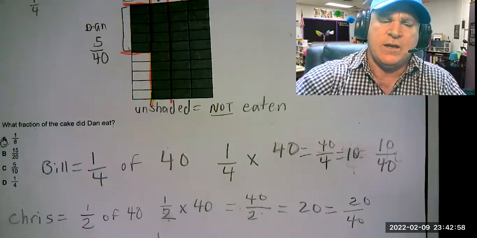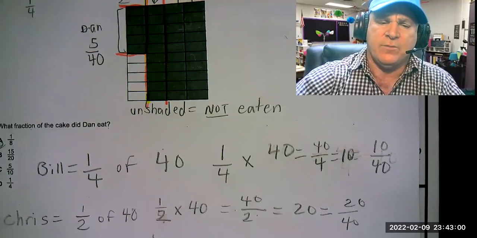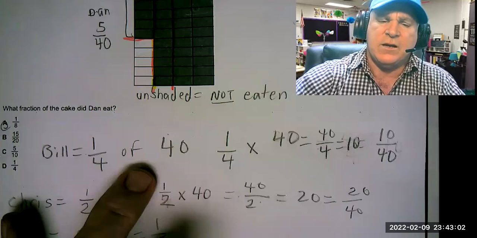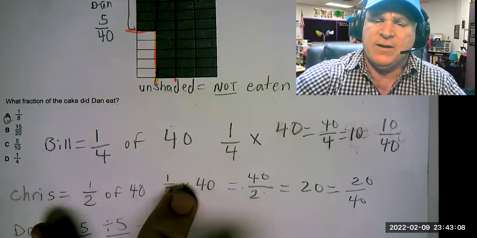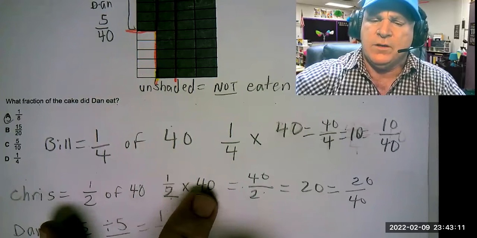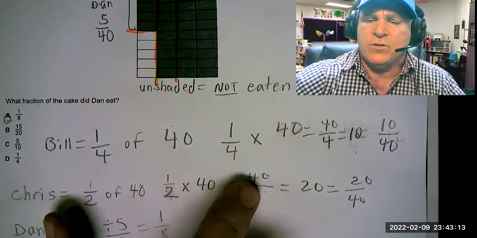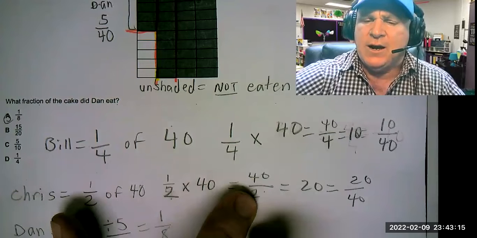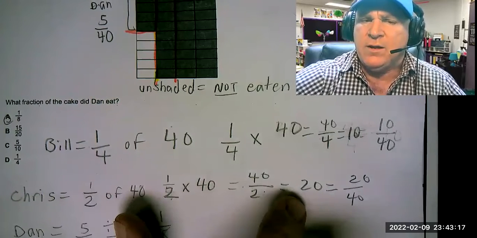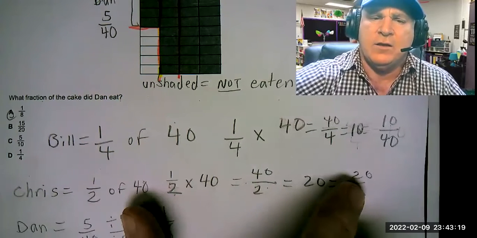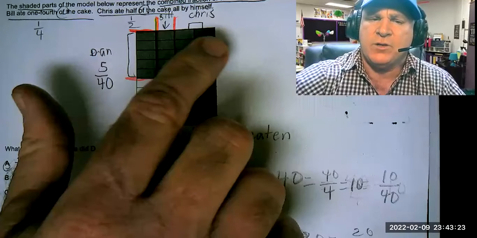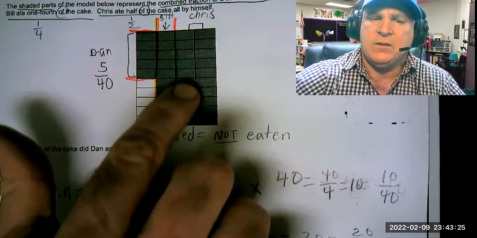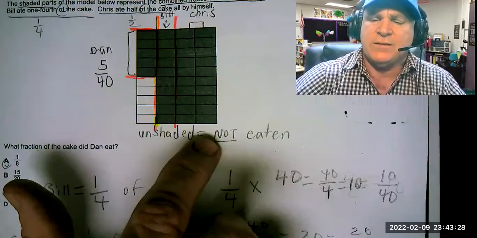Chris ate 1/2 of the 40. Of means times. 1/2 times 40 means 1 times 40 divided by 2 is 20. So Chris ate 20 out of the 40. That would be half of the cake. And so there's Chris's 2 rows if we make it in picture form. So that means that portion is what's left.